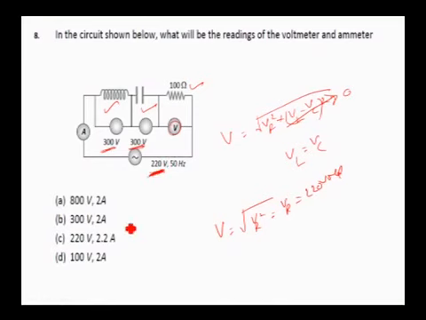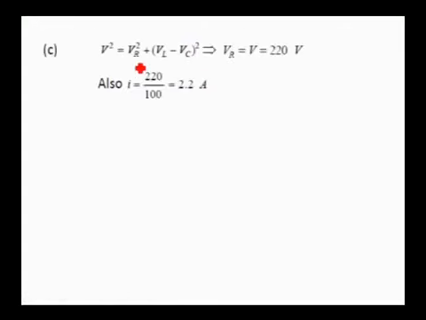Now current is equal to voltage divided by resistance, 220 divided by 100, that is equal to 2.2 ampere. It is option C, 220 comma 2.2. Just look at this, 220 and 2.2.